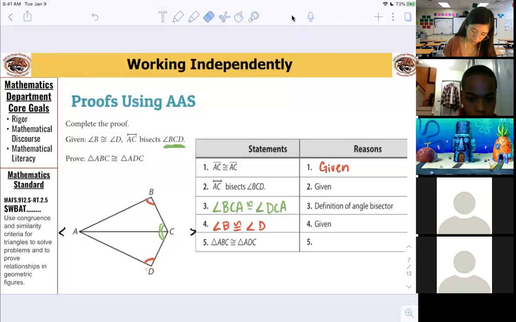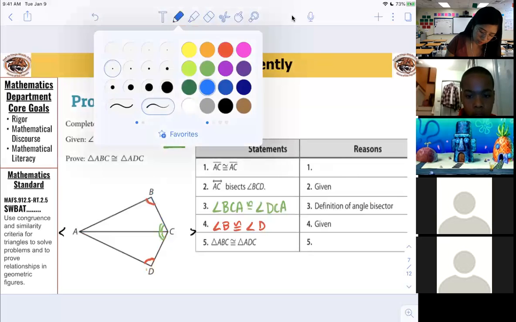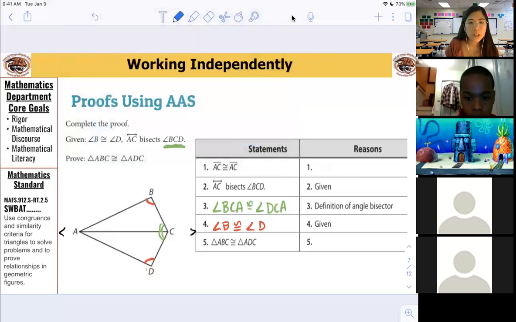All right, and now what theorem can I use? Oh, and I'm sorry, the first one I just realized was not given. What's the first reason? Reflexive. Yeah, that's reflexive. Okay. Now what can I use? Which theorem can I use to prove it? AAS. Yeah, this is AAS.